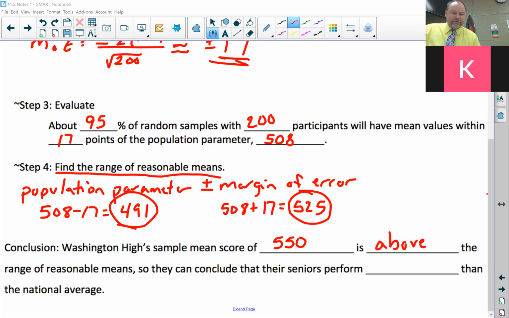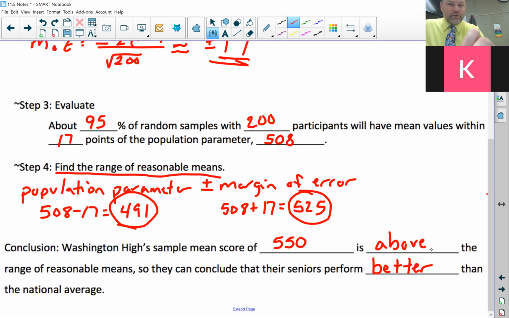So they can conclude that their seniors perform better than the national average. So if it would have been between 491 and 525, we couldn't say that they were better for sure. They still might have, but the data doesn't support that. So we just want to be careful with how we state that.